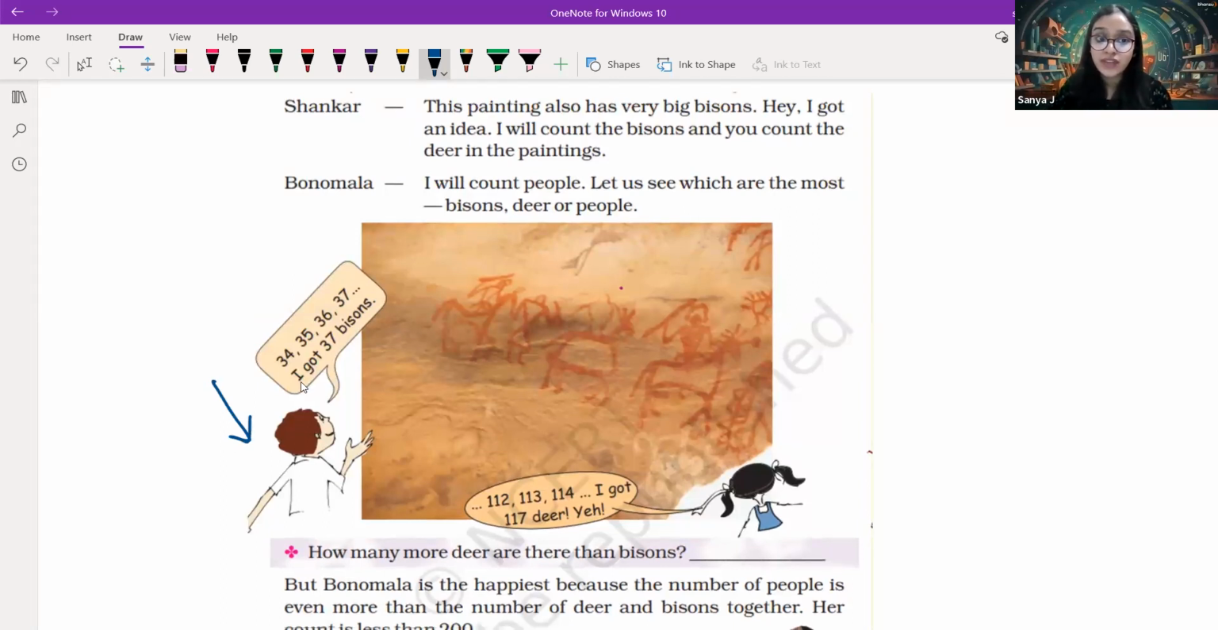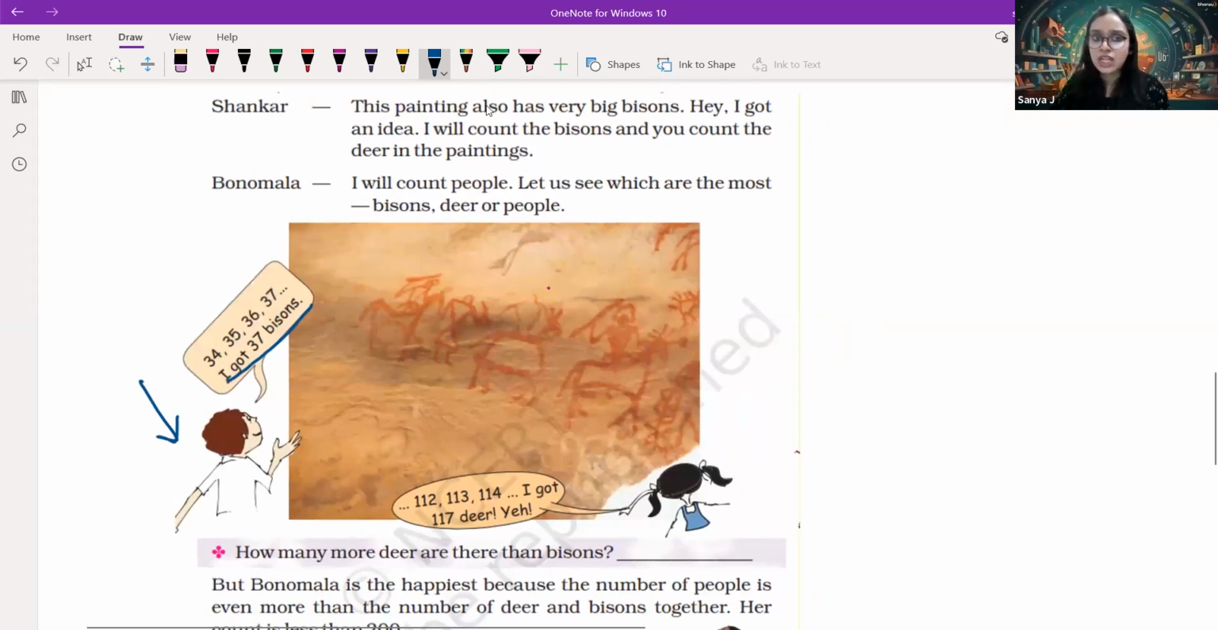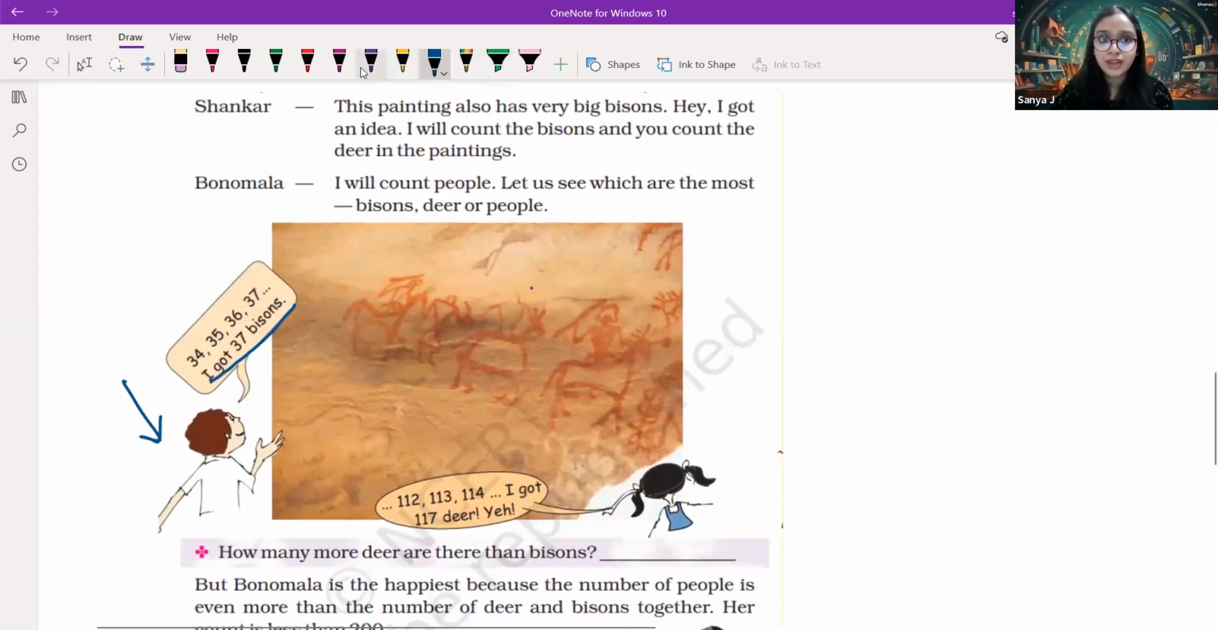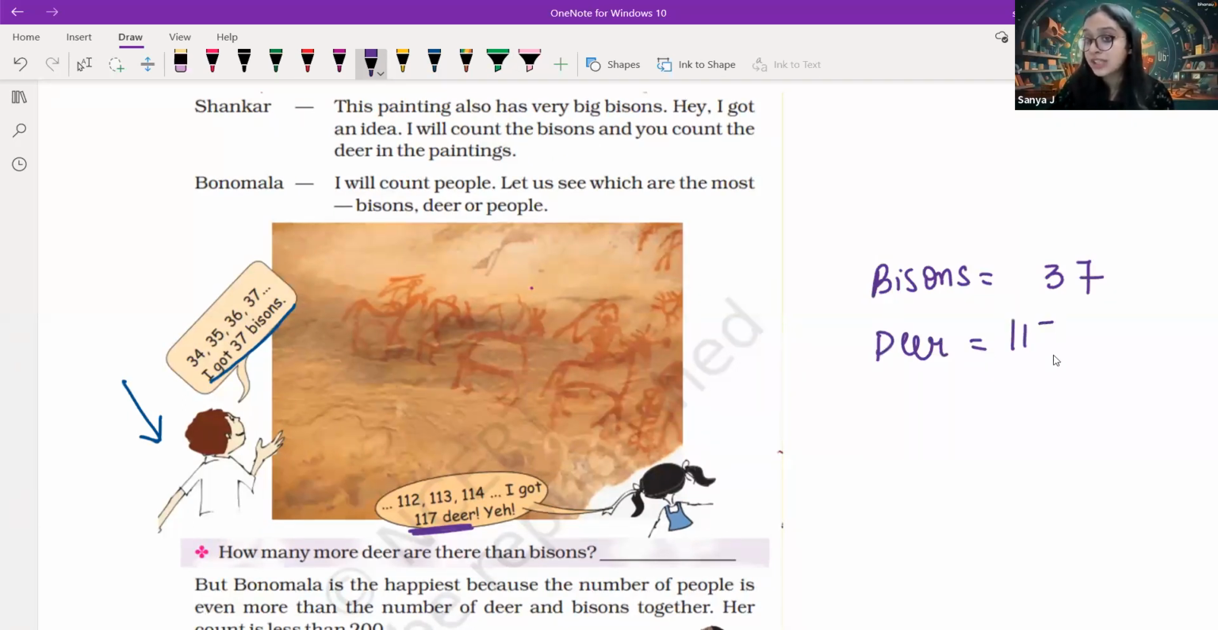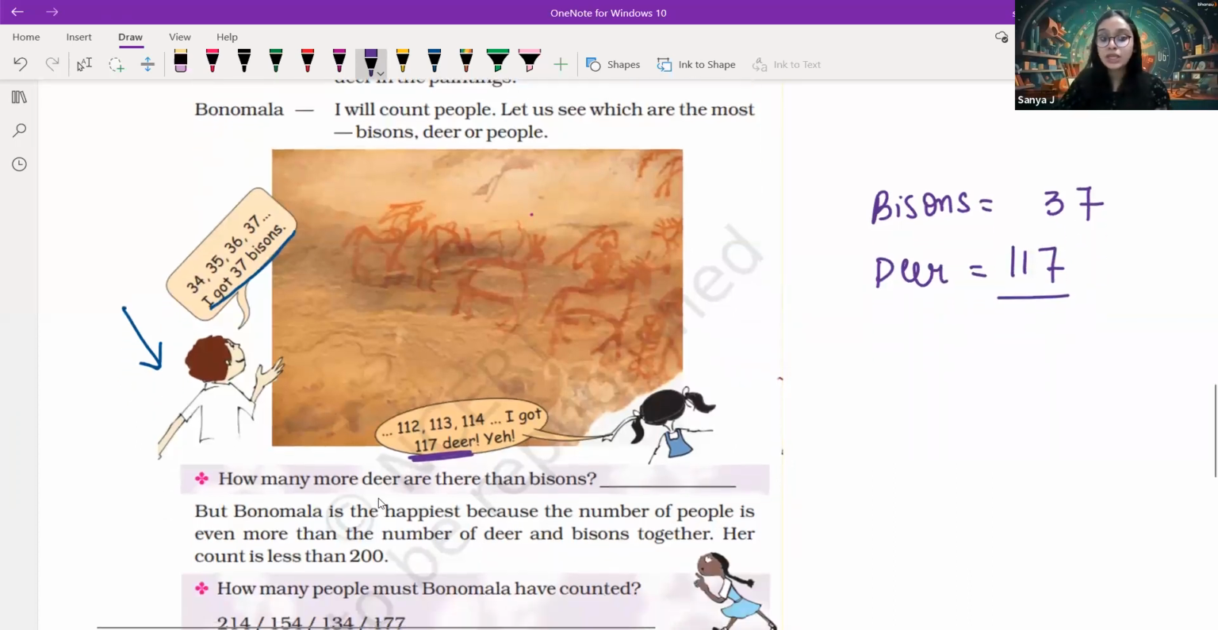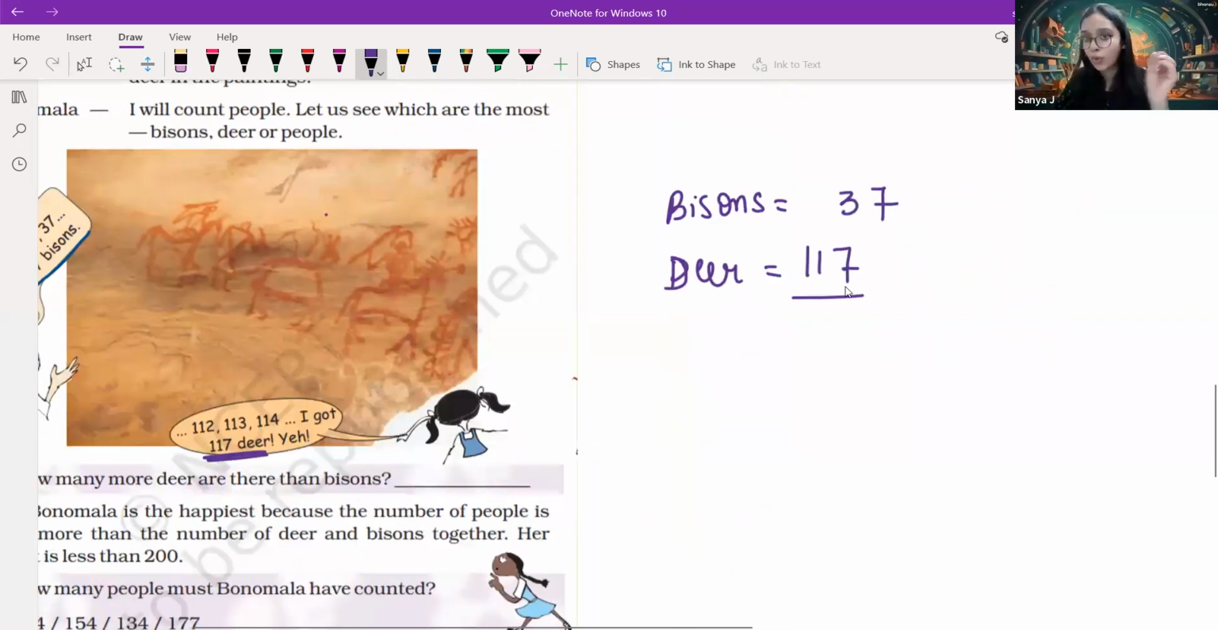Shankar says that I got 37 bisons. Let's write over here: the number of bisons is 37. And there's Bunomala. Bunomala counts deer and she gets 117 deer. So how many more deer are there than bisons? Now we know that deer are definitely more than bisons. But how many more? For that, we will subtract 37 from 117.